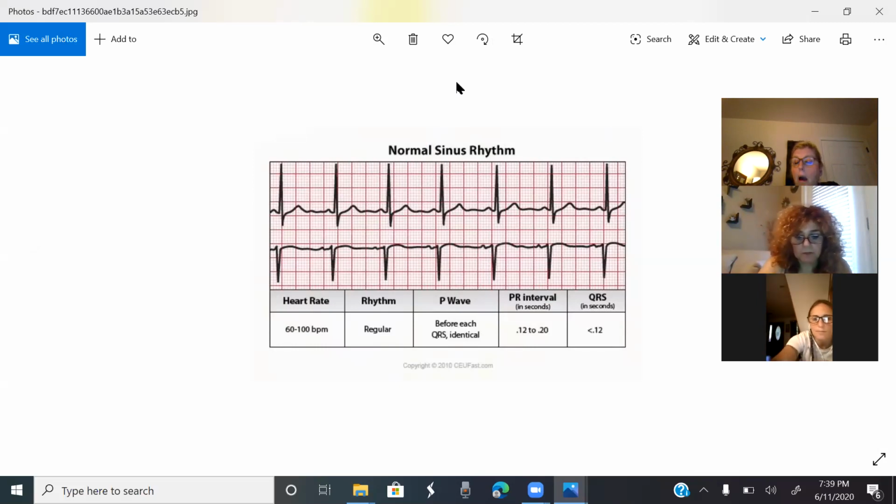So how many complexes do you see in this 6-second strip? Because you're always going to be given 6-second strips. How many do you guys see? 7. So is it 60 to 100? Yes. Is it regular? Meaning, can we march this out? This is where you would use your calipers or a piece of paper.